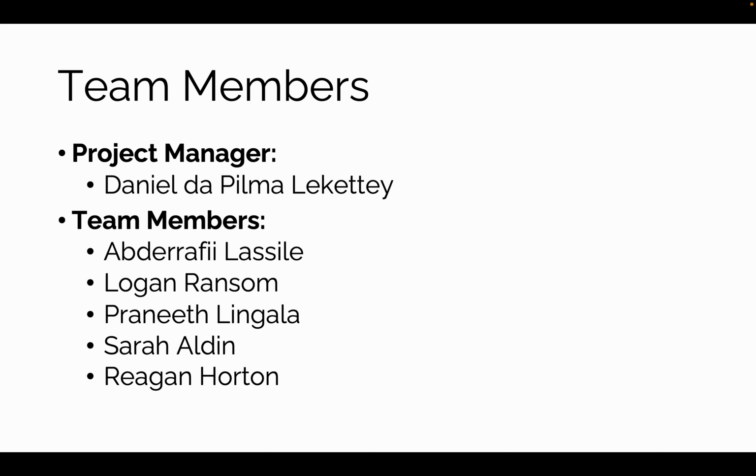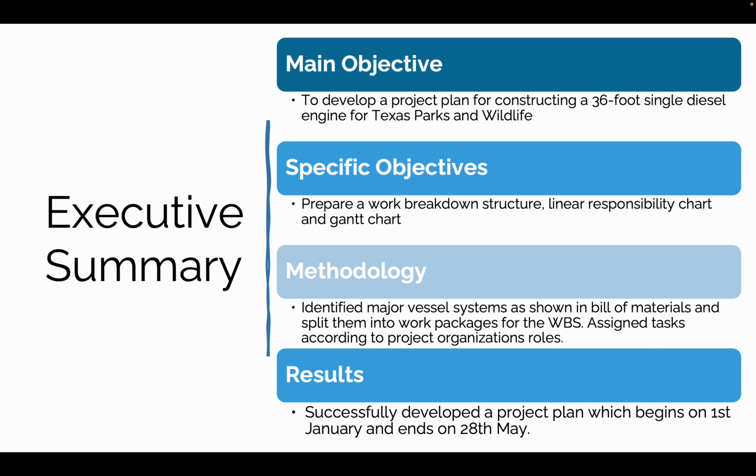So first we'll talk about the main objective. The main objective here in this assignment is to develop a project plan for constructing a 36-foot single diesel engine for Texas Parks and Wildlife.